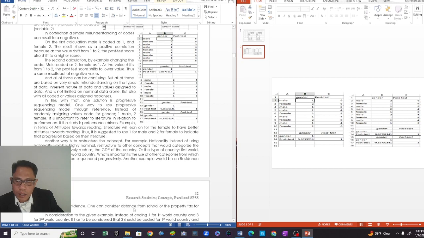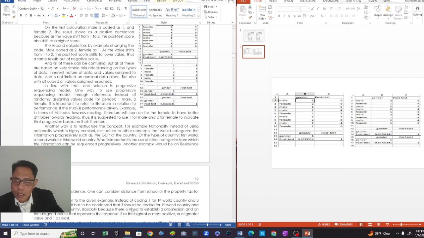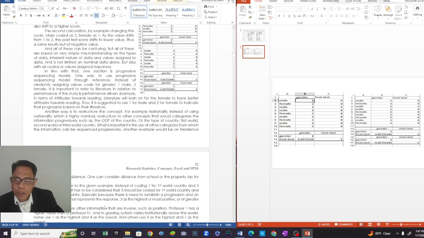Another example would be residence. Instead of using residence, one can consider distance from school or property taxes. In consideration of the given example, instead of using one for first world country and three for third world country, it has to be considered that the third world country should be coded one and the first world country three. Basically, because there is a need to establish a progression in the assigned values that they present.